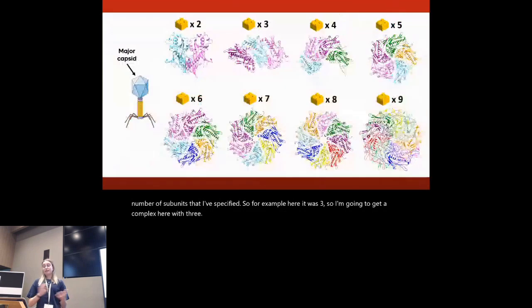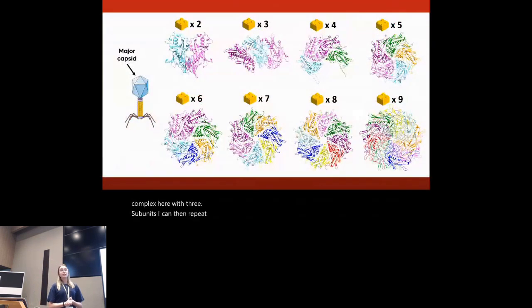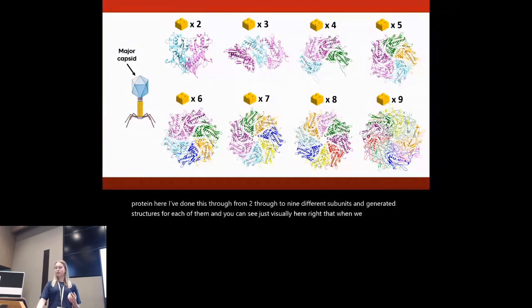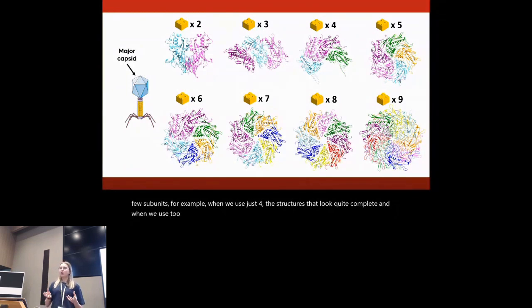I can then repeat this for a range of different subunit sizes. So for this major capsid protein here, I've done this from 2 through to 9 different subunits and generated structures for each of them. And you can see just visually here, right, that when we use too few subunits, for example, when we use just 4, the structure doesn't look quite complete. And when we use too many here, like 9, you can see it starts to look a little bit like spaghetti.